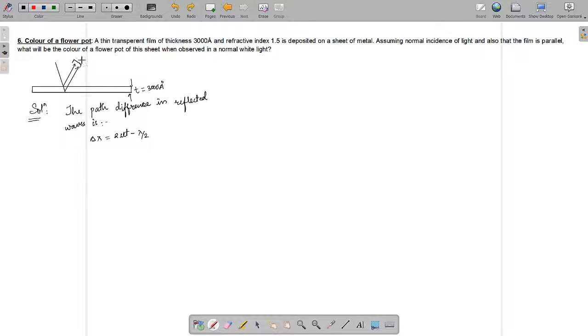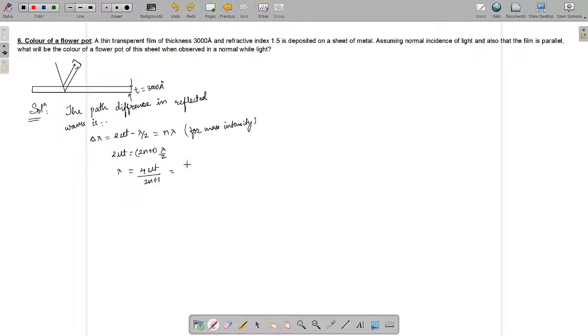And since we want strong reflection here, that is the intensity should be maximum, this should be equal to some n times lambda for maximum intensity. So we can see from here that 2 mu t equals (2n plus 1) into lambda by 2. Thus, from here we get lambda equal to 4 mu t upon (2n plus 1).